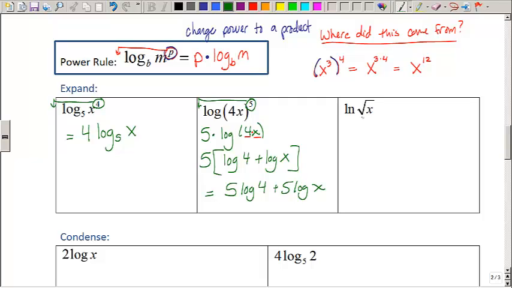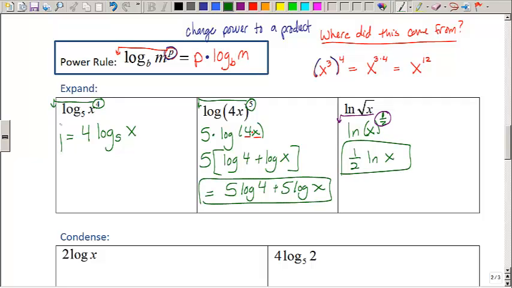Our third expand problem may not look like there can be anything done, but there is a power rule that we can apply here. A lot of people look at the square root and don't remember that it is also an exponent. We can rewrite the square root of x as x raised to the 1/2 power. Once it looks like this, I can move the exponent, 1/2, down into the coefficient to get 1/2 ln x. And that's my final answer. It is as expanded as possible.